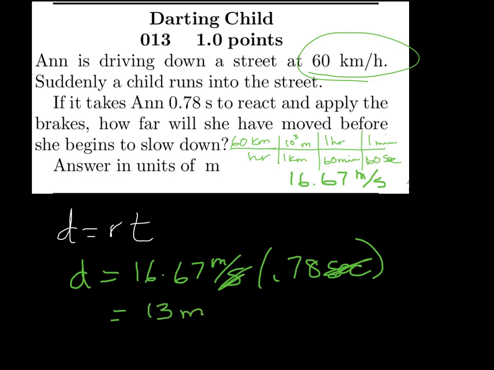So think of 13 meter sticks end to end. That's longer than the classroom. That's even before she can start to apply her brakes and stop. So you can see how difficult it might be to stop when you're going 60 kilometers per hour, which is really only about 45 miles per hour.